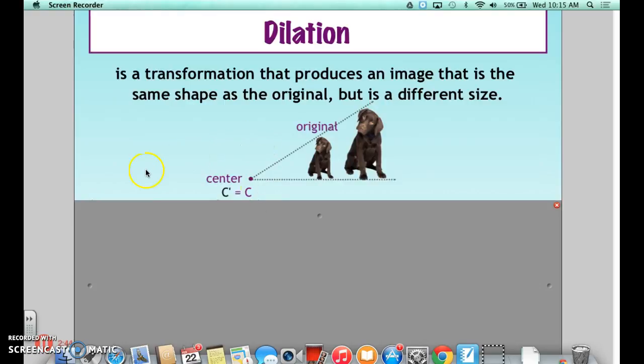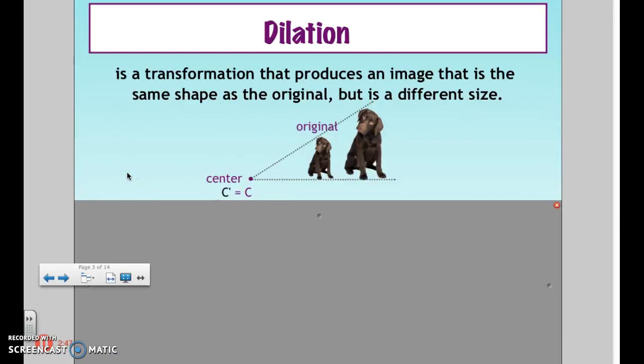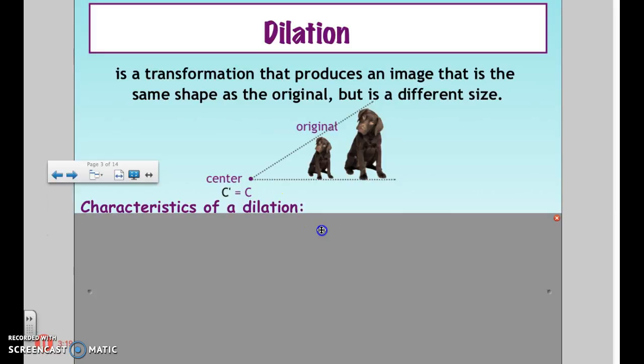So first we need to know what a dilation is by definition. It's a transformation that produces an image that is the same shape as the original, but a completely different size. The picture will either grow or shrink, so as you can see, our small dog compared to our large dog is a dilation of the original. You will still have C as your beginning and C prime as your new image point. So let's look at some characteristics of dilations, so it's a little easier to pick them out as different from rotations, reflections, and translations.